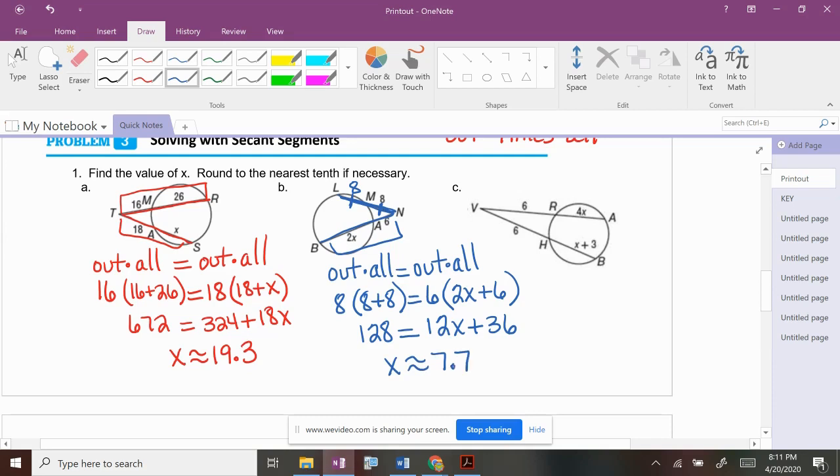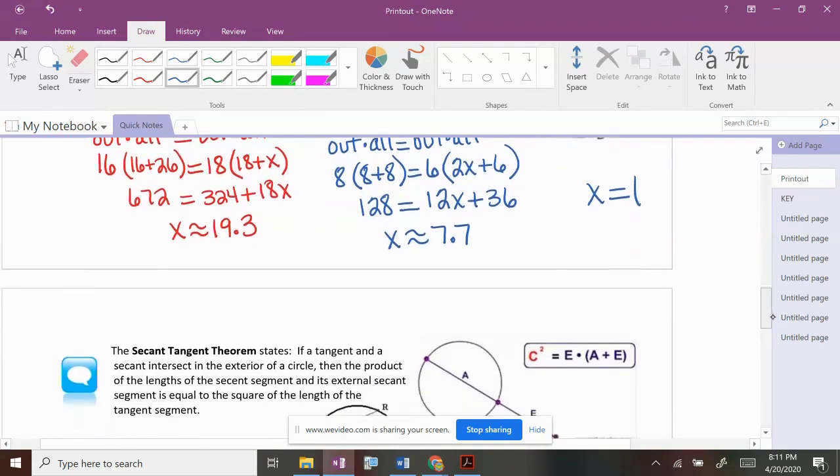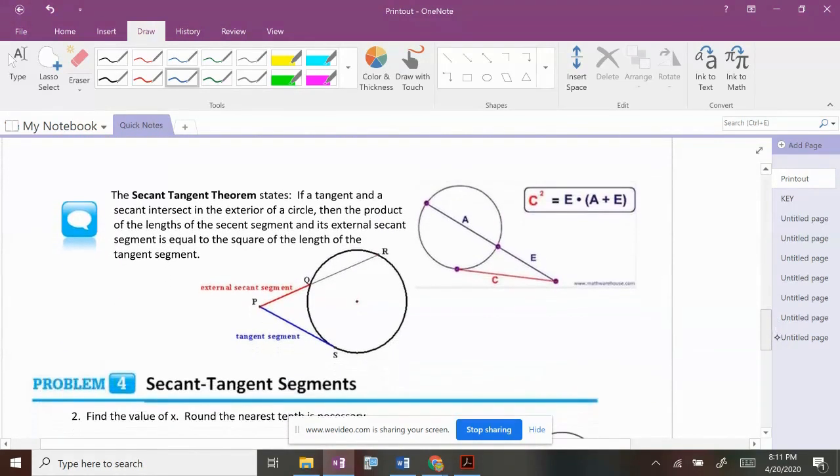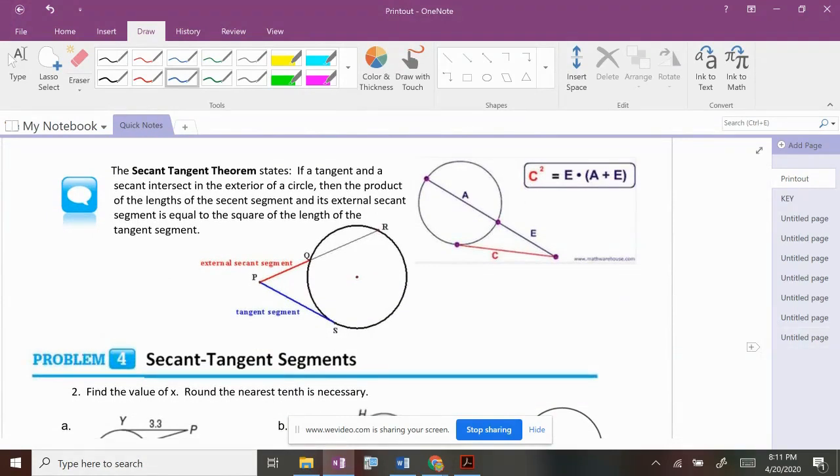Okay, so again, look at the answer key for the third example, just so you know that equals 1 if you want to take a look at that one, solving for x. The next theorem involving a secant with a tangent.